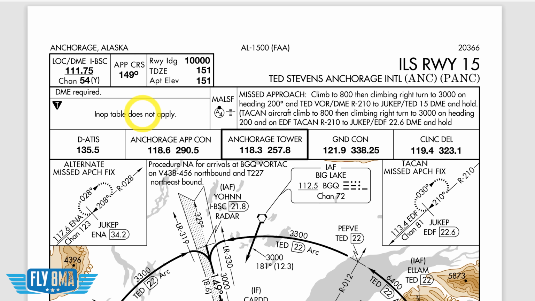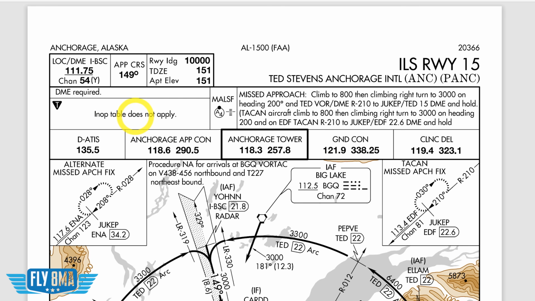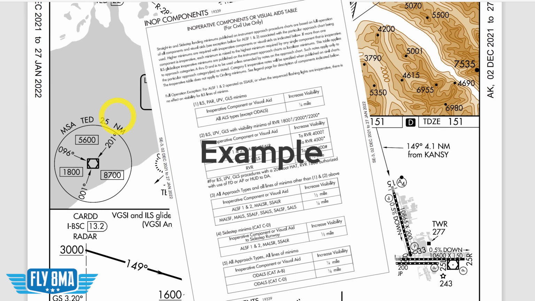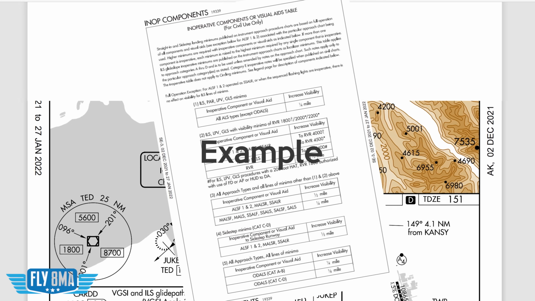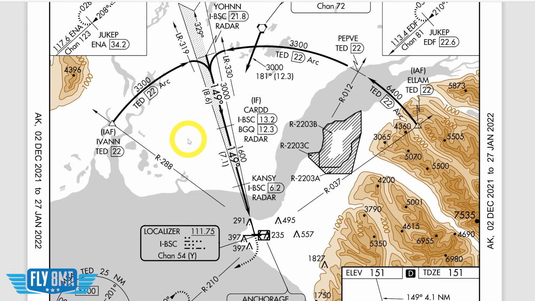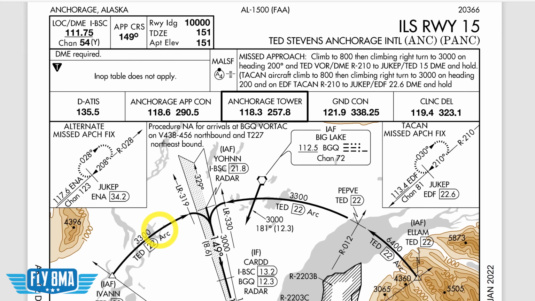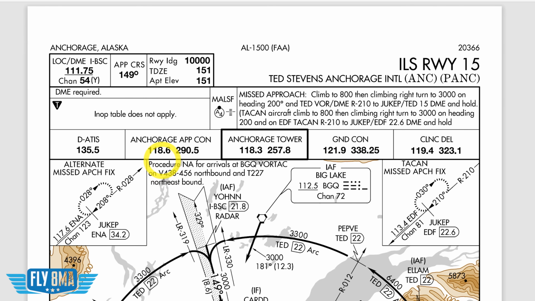What does that mean to us? Well, it means that the in-op table that we find in the front section of those instrument approach procedures basically doesn't apply here. So if the approach lighting system is broken or some component of that is broken, it doesn't apply. We do not have to increase the visibility. We can see that we already have 4,000 feet of RVR, 4,000 foot visibility required. So more than your basic half mile that you'll typically get on an ILS anyways.